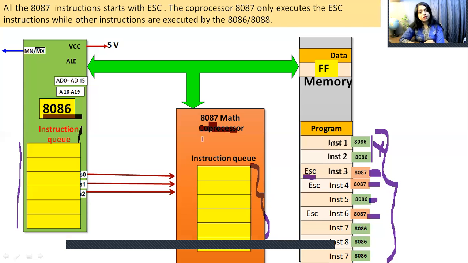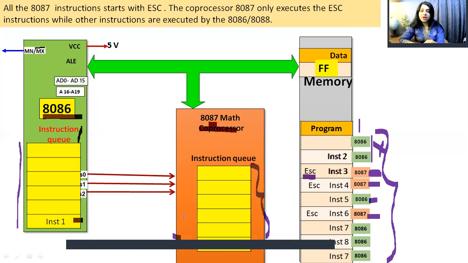What happens when it executes the program? First the processor has to fetch the instructions. So it will fetch instruction 1 like this, and the same instruction 1 will enter the queue of 8086, as well as the queue of the 8087 maths coprocessor. Both 86 and 87 will decode this instruction.